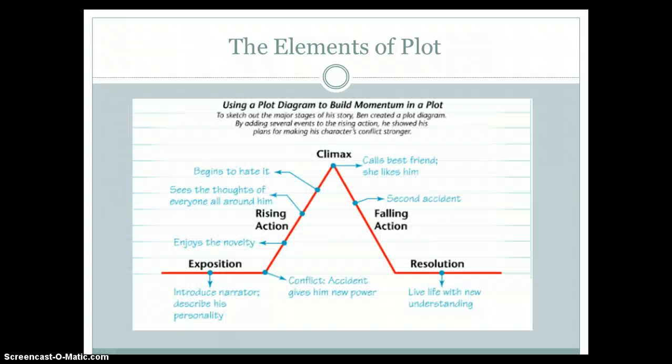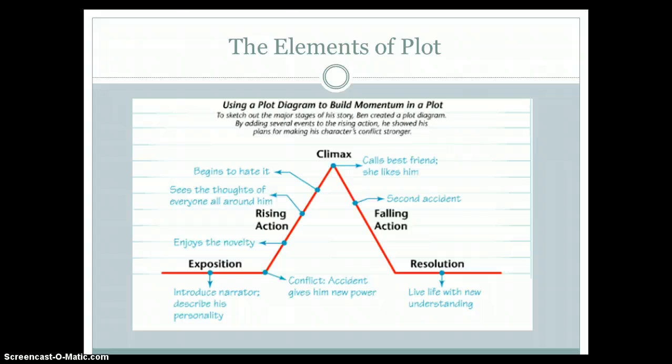Here is an example of a plot diagram that's used to sketch out your elements of plot. The exposition would be flat, the rising action as the tension mounts, the climax being the highest, most intense part of the story, the falling action, the tension decreasing, and the resolution being the ending to the story.